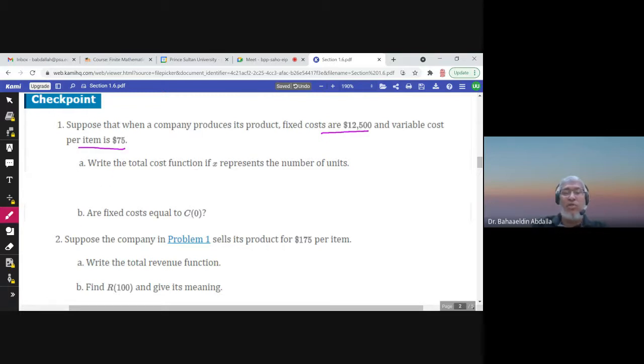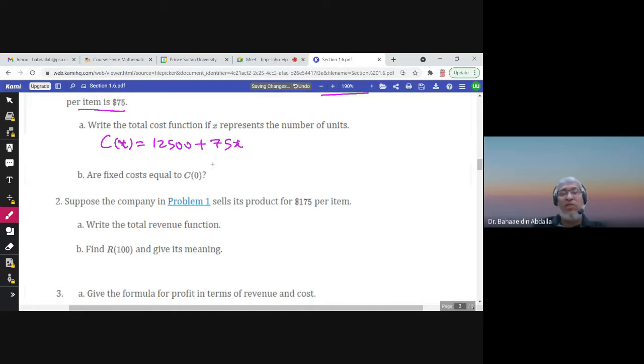Write the total cost. So the total cost would be the fixed cost, which is 12,500 plus 75 times x, the variable cost. Are fixed costs equal to C0? If you replace x by 0, you will get the fixed cost. So yes. This means that the fixed cost is always the y-intercept of the cost function.